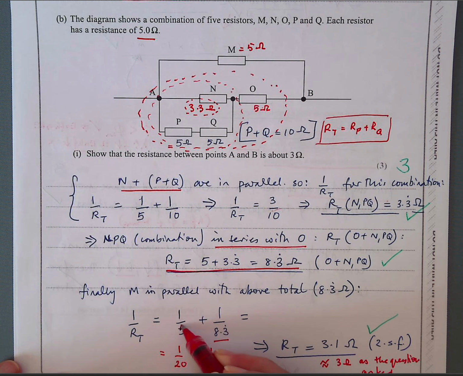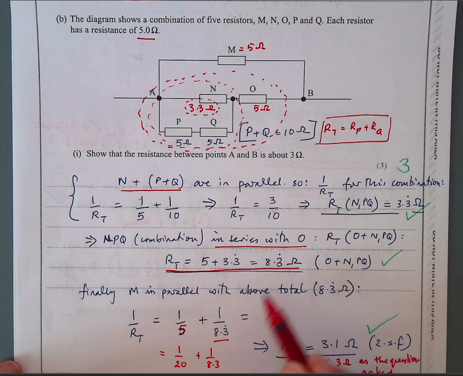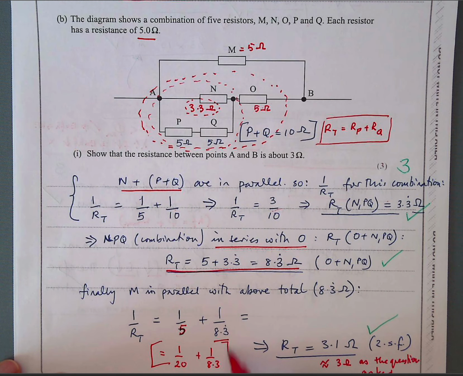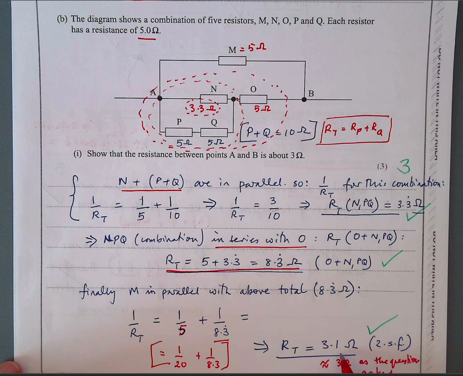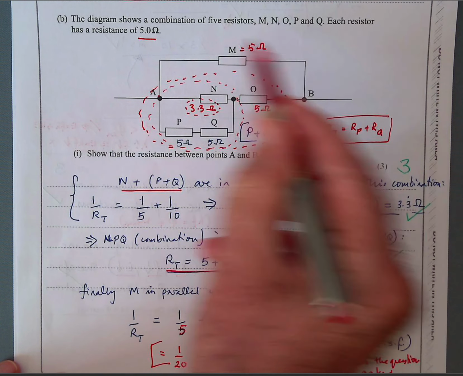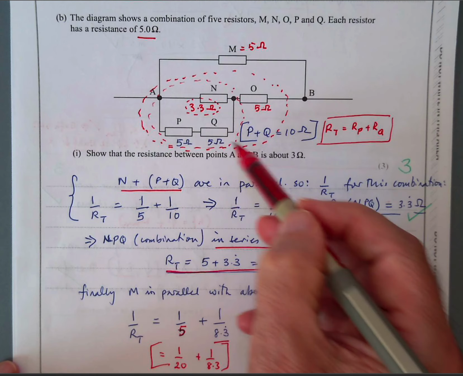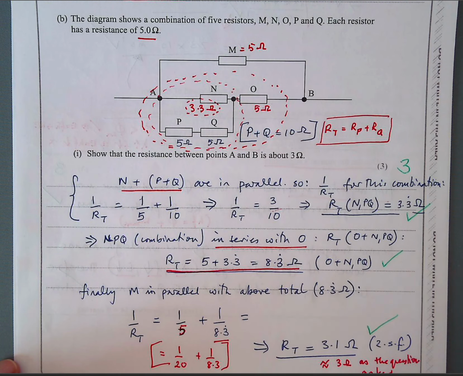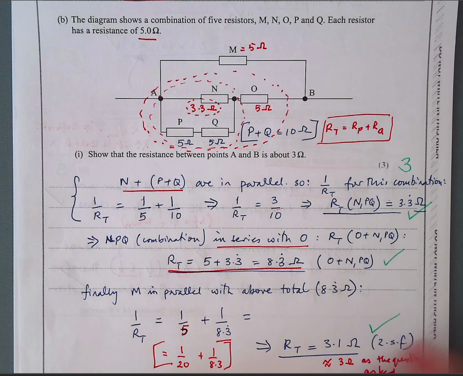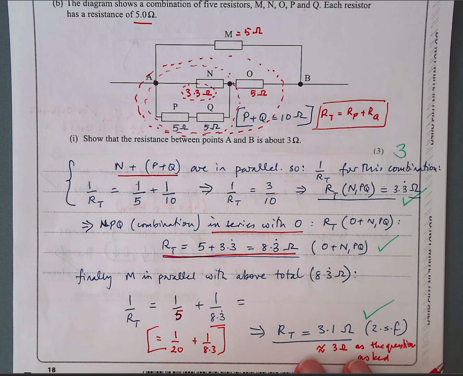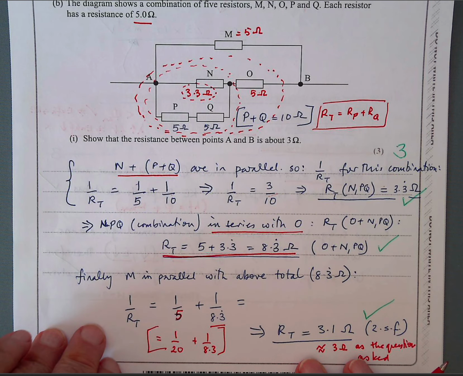So you can again use the same equation. This time 1 over 5 is the fraction for the M, and 1 over 8.3 is the rest of this combination. You add them up together, which will give you a total of 3.1 ohms. So basically, by having resistors in parallel, it decreases it from all their individual resistors. And the way you can think of it is because you have more paths where the current can flow through, the more resistors you have in parallel.